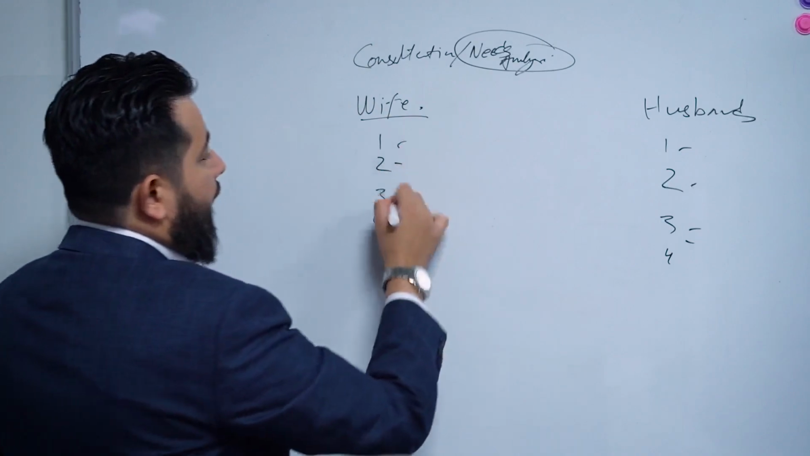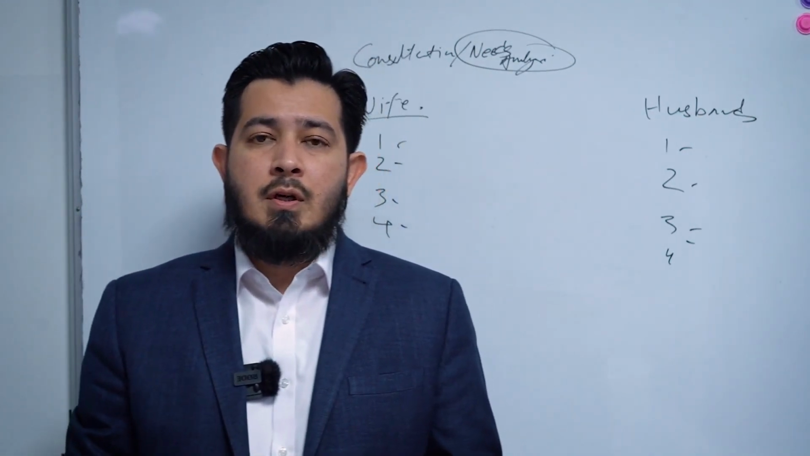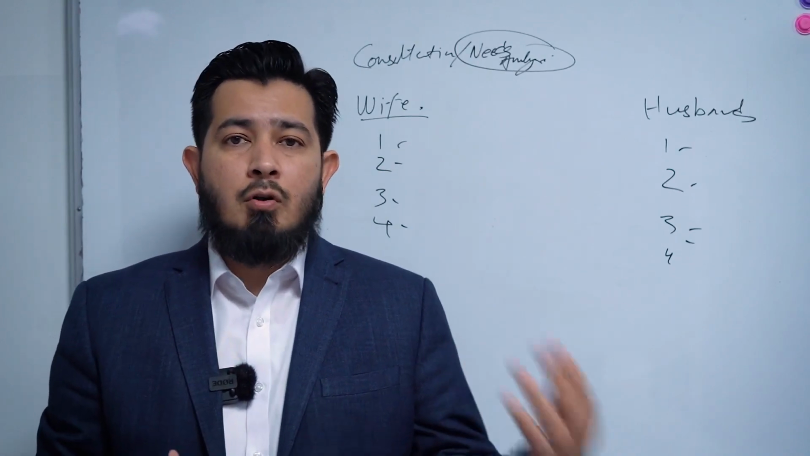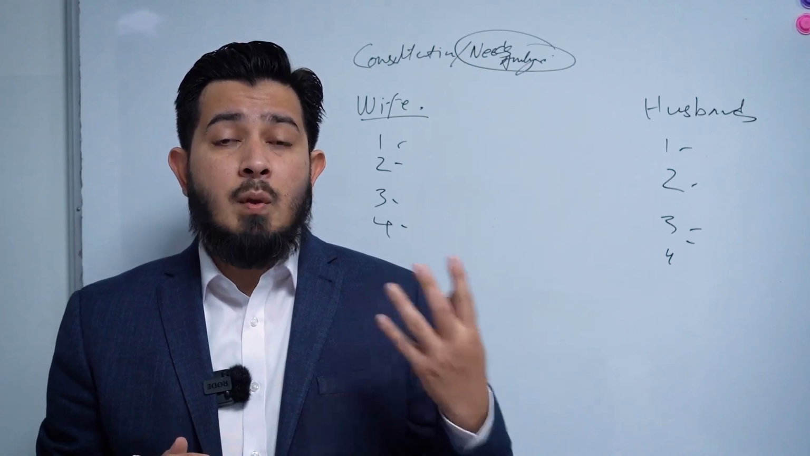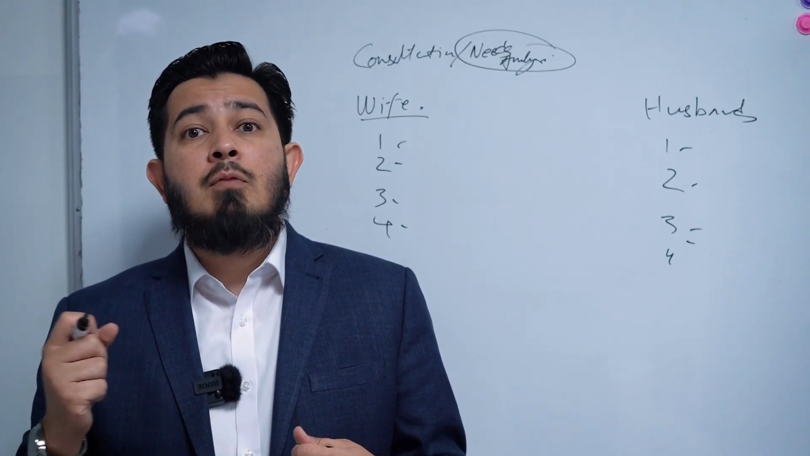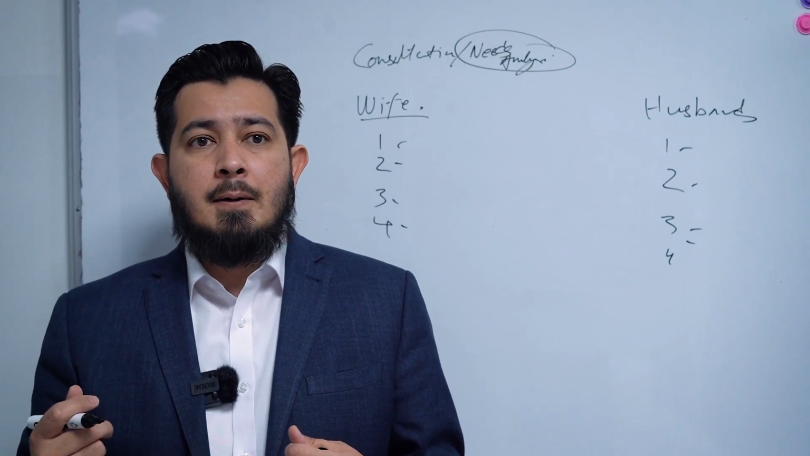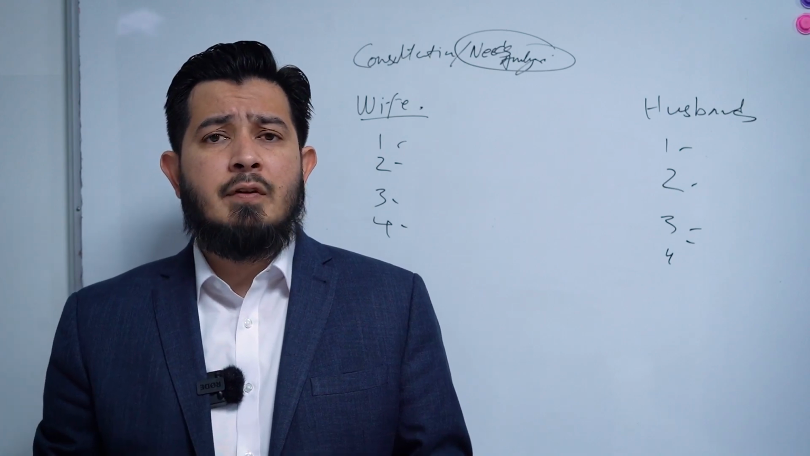Now, sometimes what the wife wants, the husband also wants. Or what the husband wants, the wife also wants. Sometimes that happens. Sometimes, however, what the wife wants, the husband might have a diametrically opposing viewpoint or opinion. I'll give you one live example.